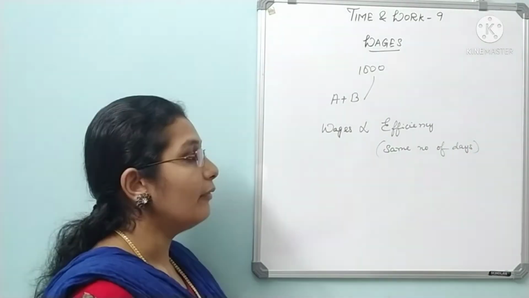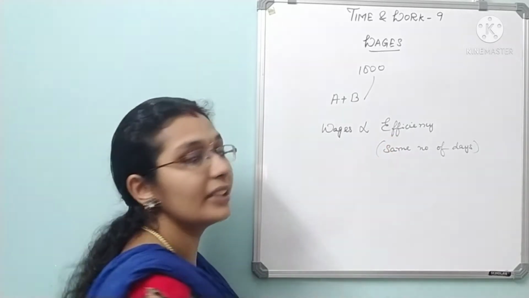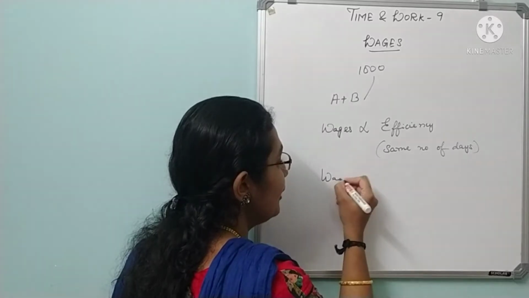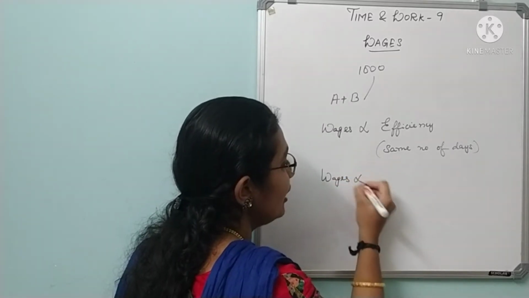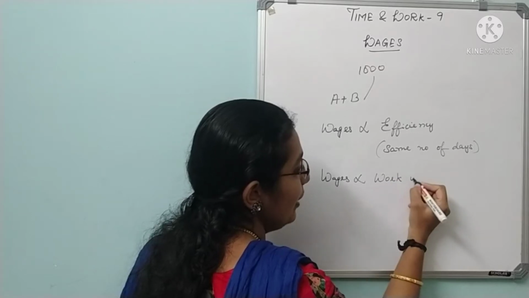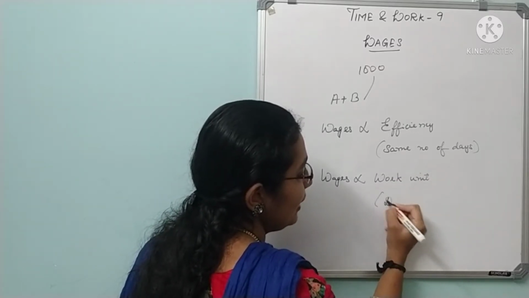Suppose they work for a different number of days. Based on efficiency alone, can we give? No. Based on their work units, how many units individually they completed, based on that only we will give the wages, for a different number of days.